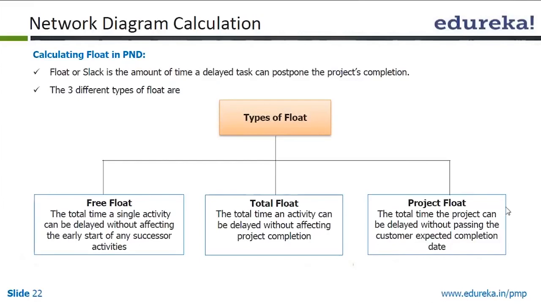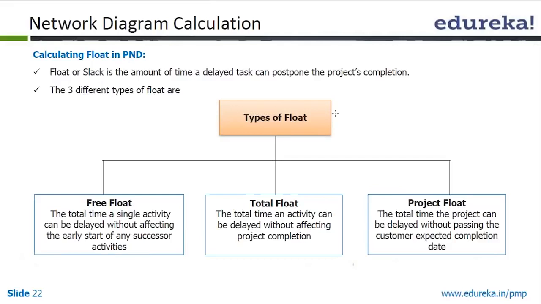Now we talked about float or slack, which is the amount of time a delayed task can postpone the project completion. There are three types of float: free float, total float, and project float. We need to understand this carefully, and also read it carefully in the question, because based on which type of float they have asked, the results can be different.